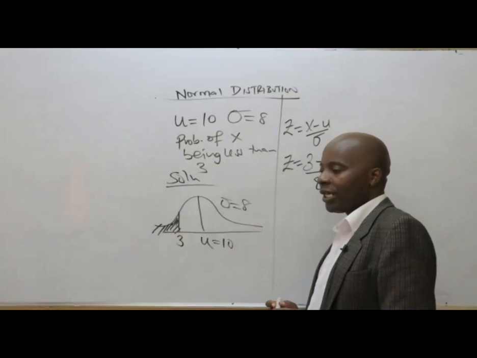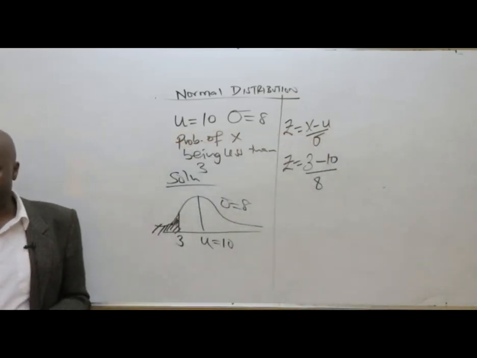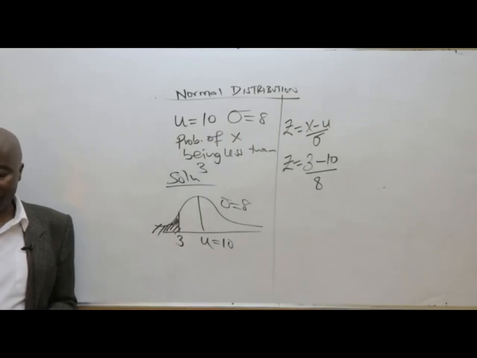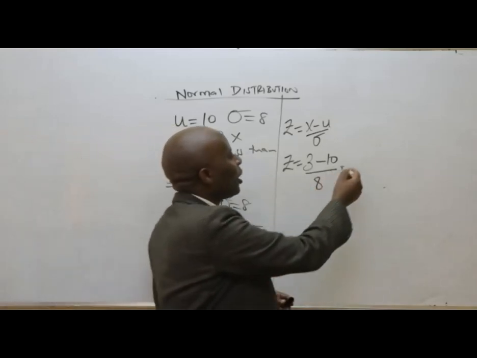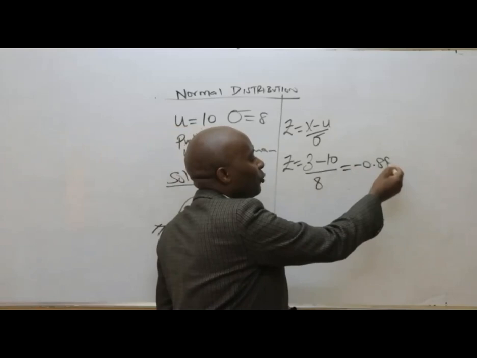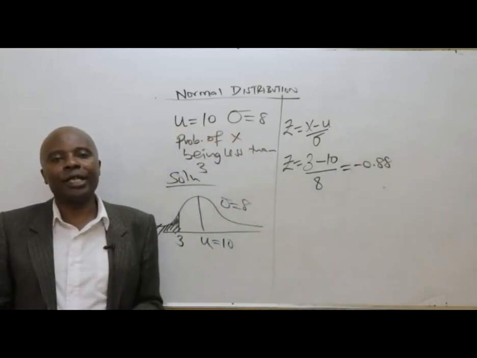So could you kindly give me this figure? What is 3 minus 10 divided by 8? 3 minus 10 divided by 8 will give us what figure? Denise gives me negative 0.88. Remember, Z-score can only be in terms of 2 decimal places. Z-score is always 2 decimal places.